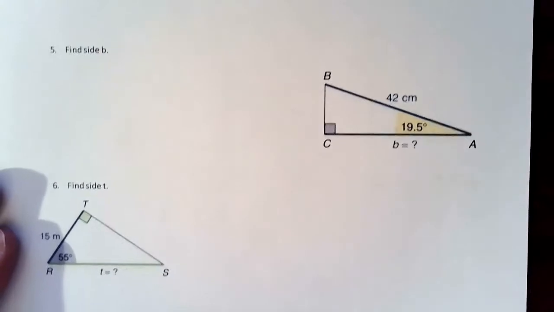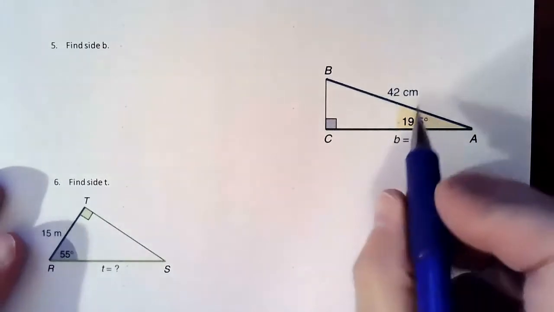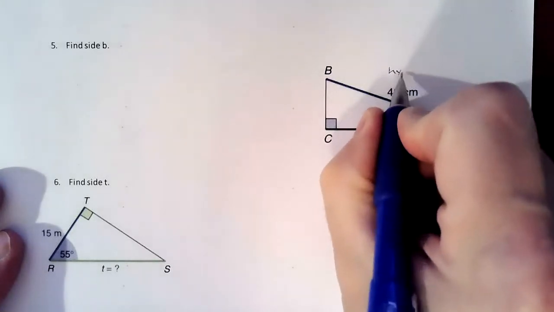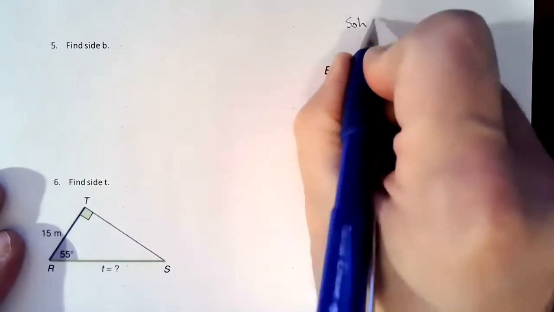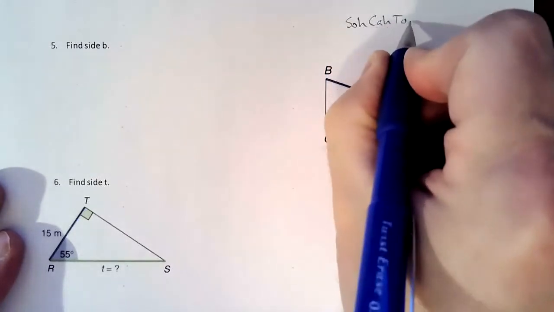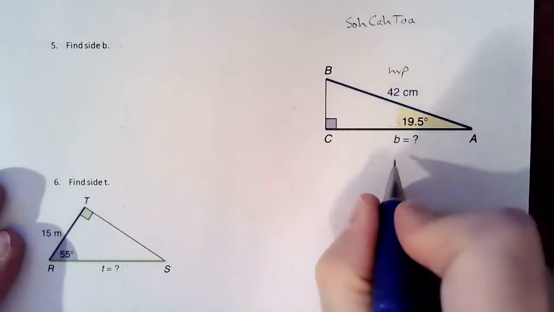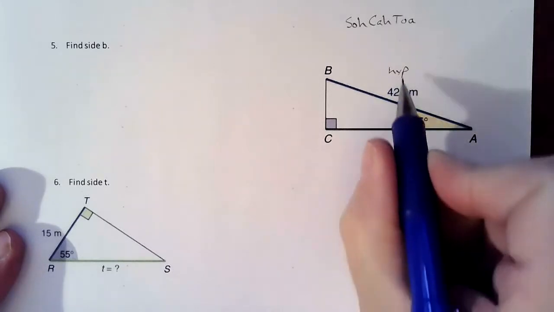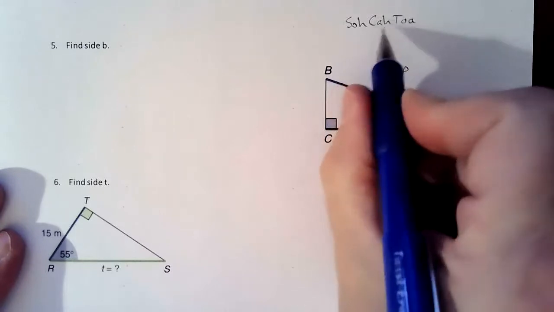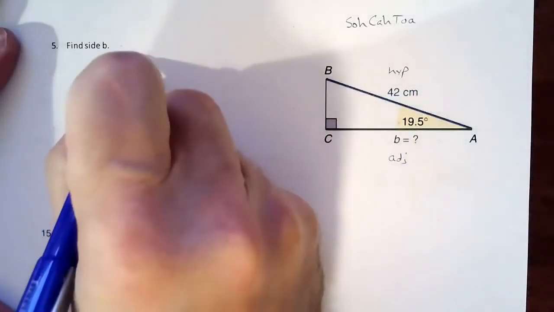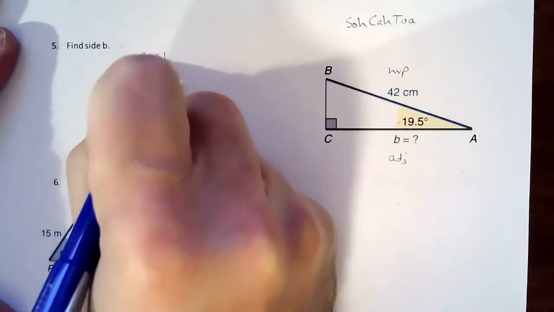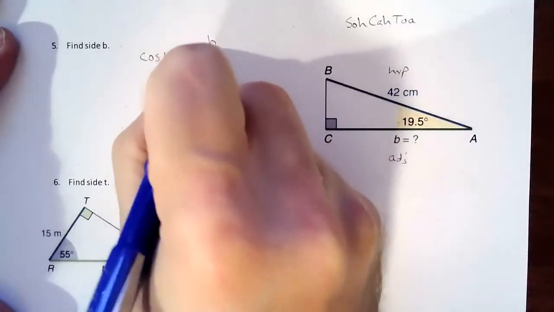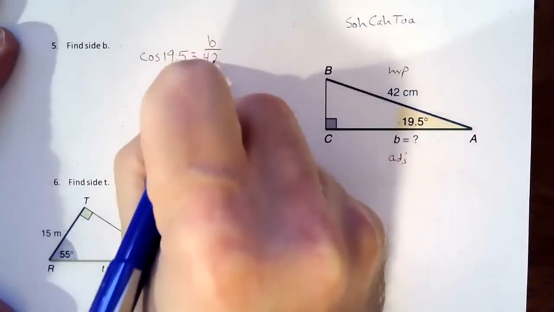All right, so a couple more. This one starts off as we have this angle, we have this side, which is the hypotenuse. And this is the side that we're looking for, which is the adjacent. So we know the angle, we're looking for the adjacent, and we know the hypotenuse. So that's telling us that we should be setting up our equation with cosine. So cosine of our 19.5 degrees is going to equal B, which we don't know, the adjacent, divided by the hypotenuse, 42.